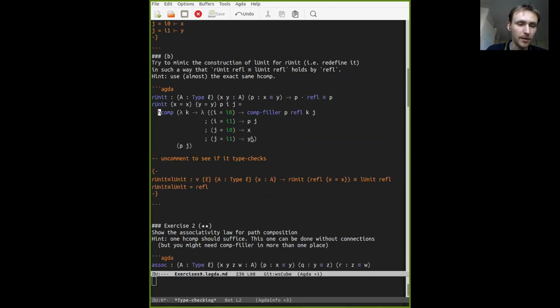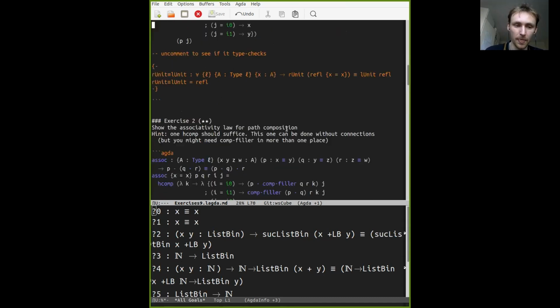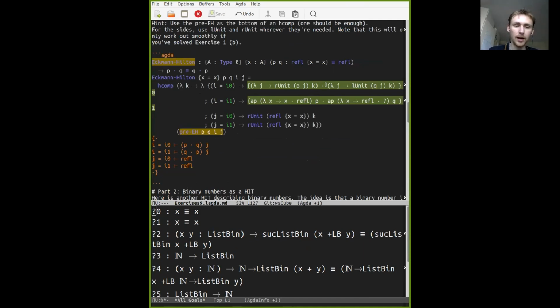I'm just going to throw it in there, which satisfies the fact that if you take right unit of REFL, it's definitionally equal to taking left unit of REFL. Okay, so let's go back to our problem. So now we have this term here. This is kind of strange now.